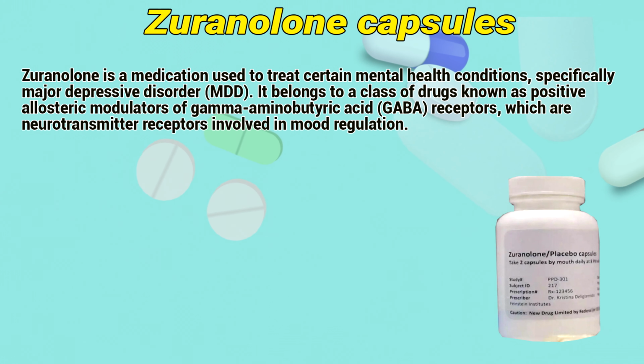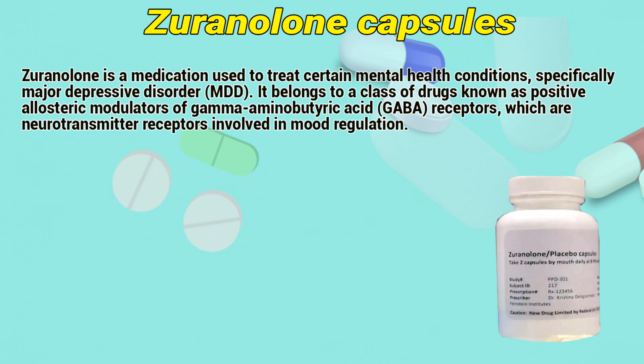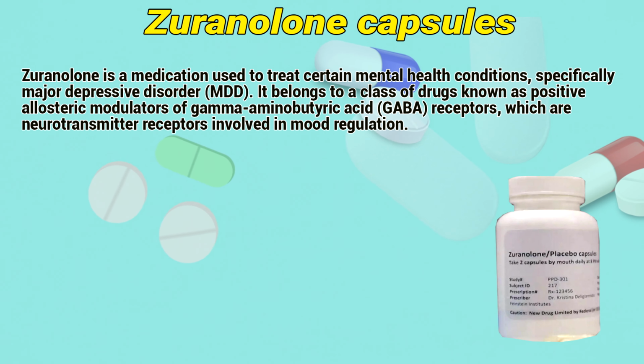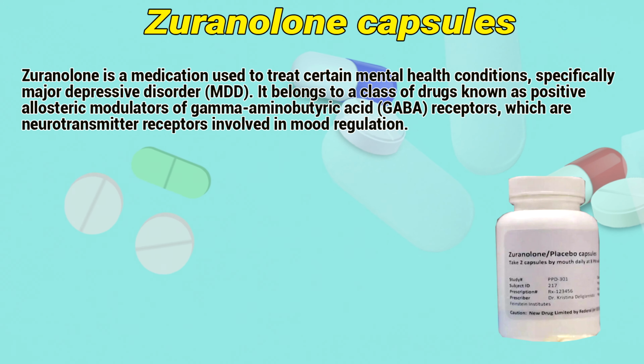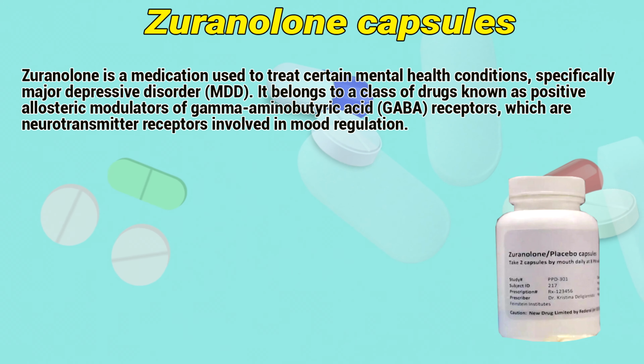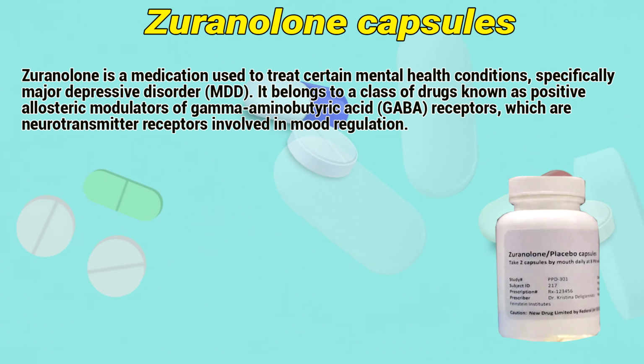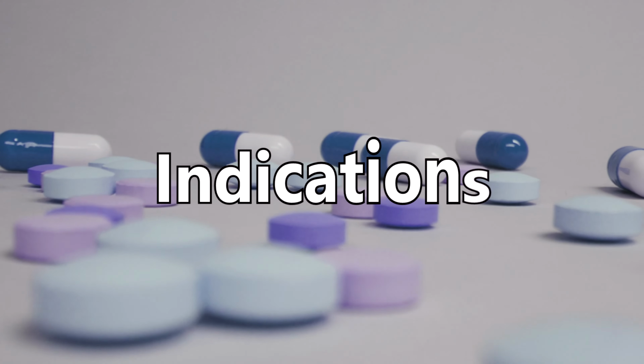Zuranolone is a medication used to treat certain mental health conditions, specifically major depressive disorder. It belongs to a class of drugs known as positive allosteric modulators of gamma-aminobutyric acid receptors, which are neurotransmitter receptors involved in mood regulation.